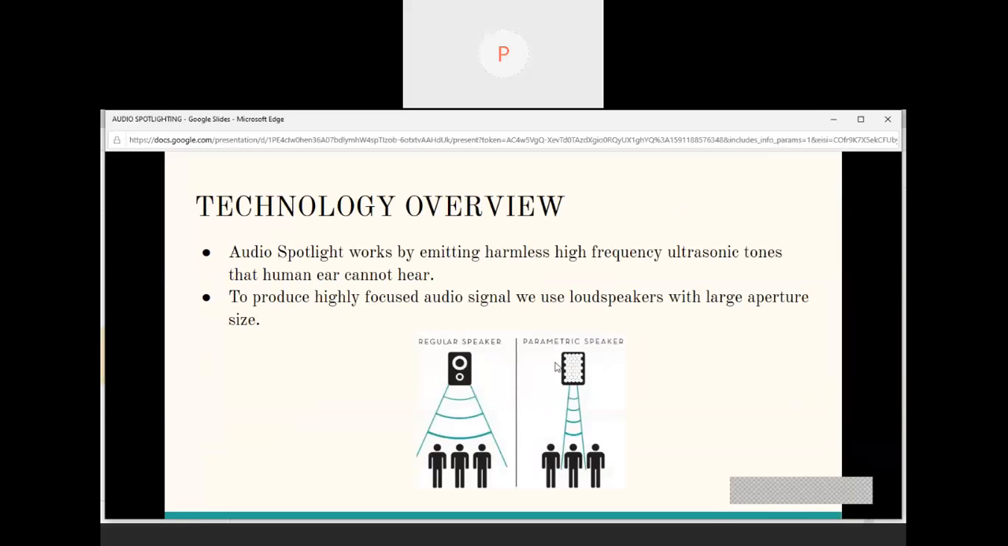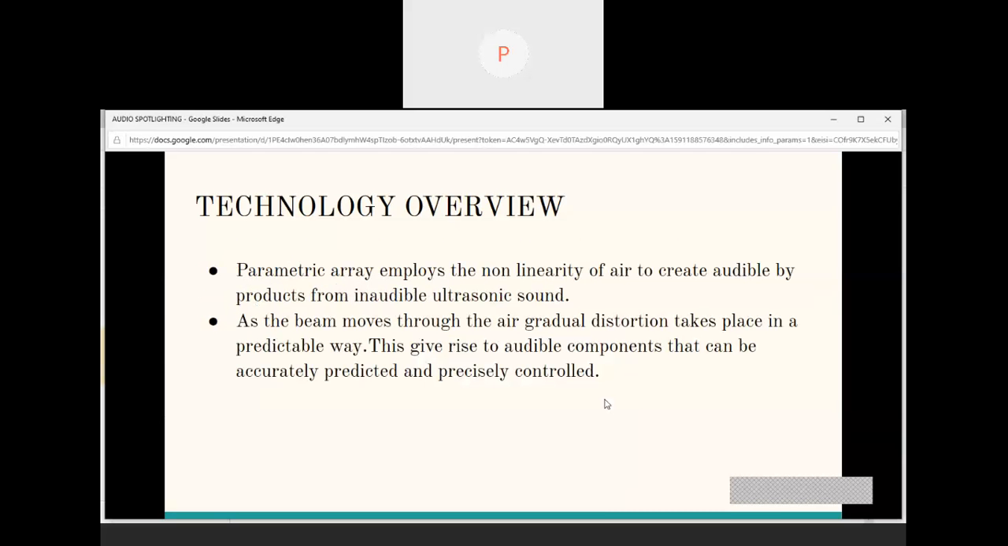The figure depicts the difference between a regular speaker and a parametric speaker. That is, a parametric speaker has a much smaller wavelength compared to our regular speakers. Loudspeakers with a large aperture size are used to produce this kind of signal. As the beam moves through the air, gradual distortion takes place in a predictable way. This gives rise to audible components that can be accurately predicted and precisely controlled.